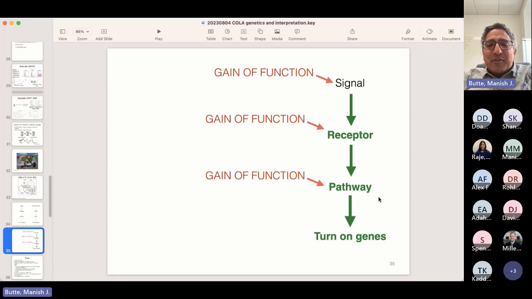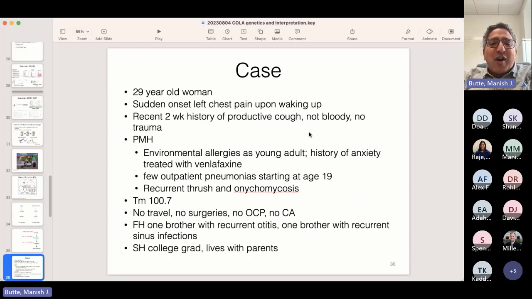And then let's jump to a case, a 29-year-old who has a productive cough and has had a history of thrush and onychomycosis and a couple of pneumonias starting at age 19, now has a fever, no travel history, has some siblings with infections, and graduated from college and lives with her parents.